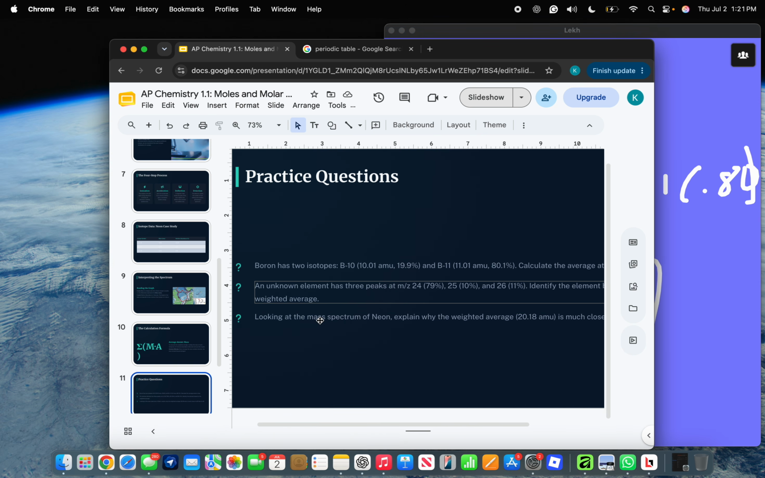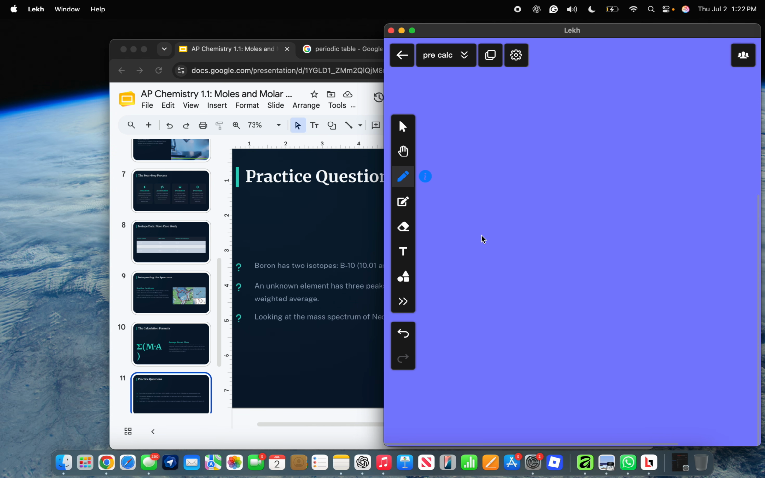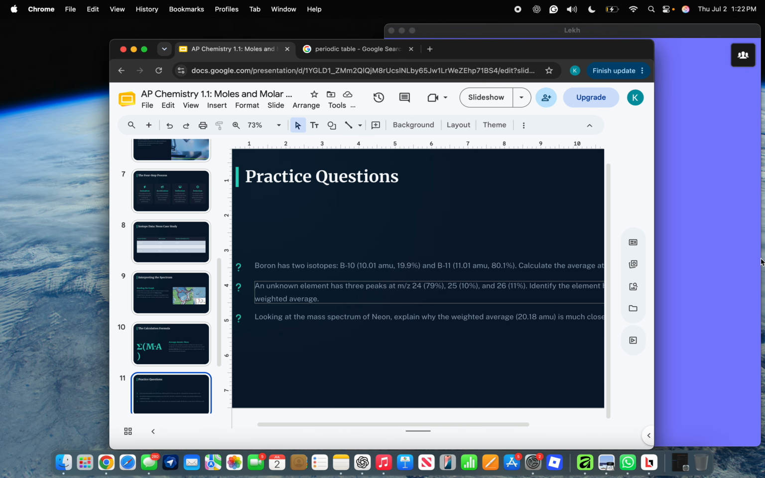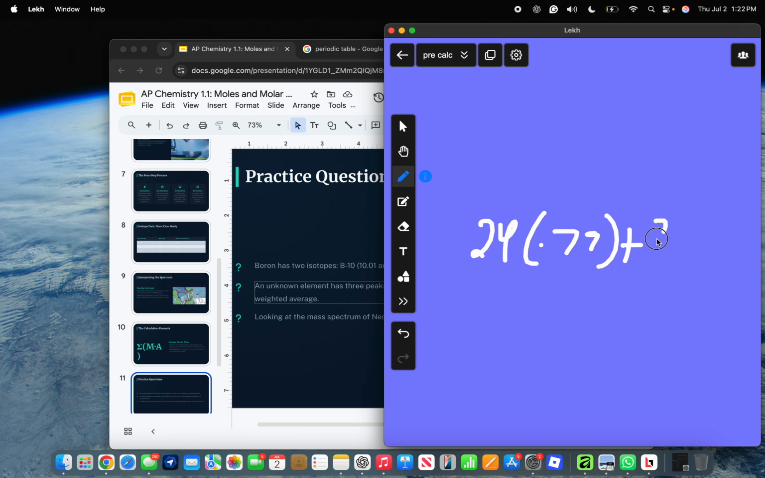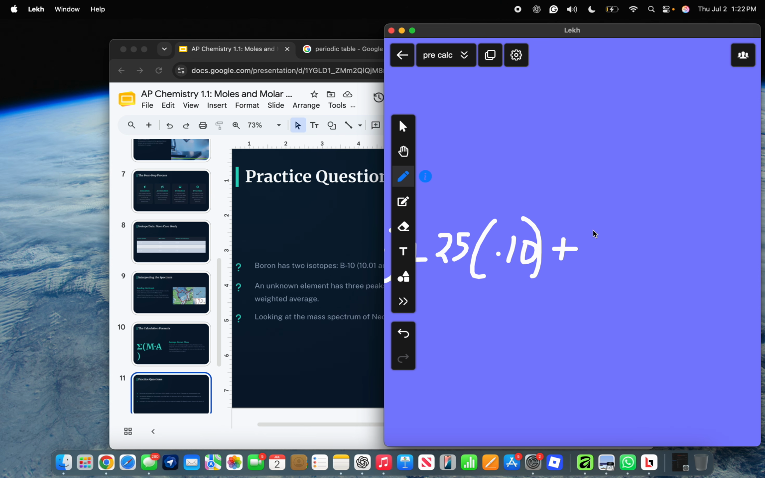This one right here says an unknown element has 3 peaks. It's 24 at 79%. That's a good question. So my element has 24 mass and a 79% chance of existing. Then 25 has a 10% chance of existing. And then it's an 11% chance of existing at 26. So now, what it asks me is, what is this element?